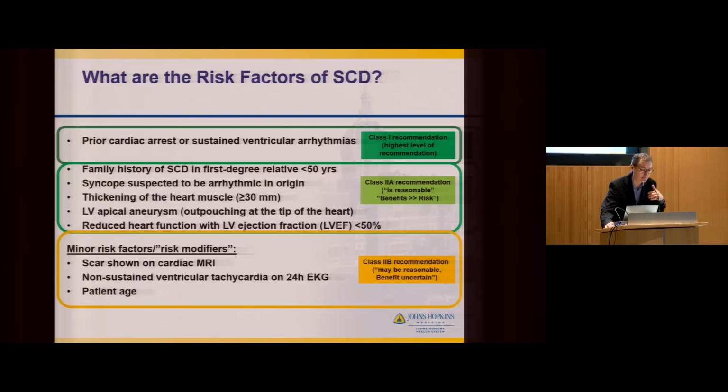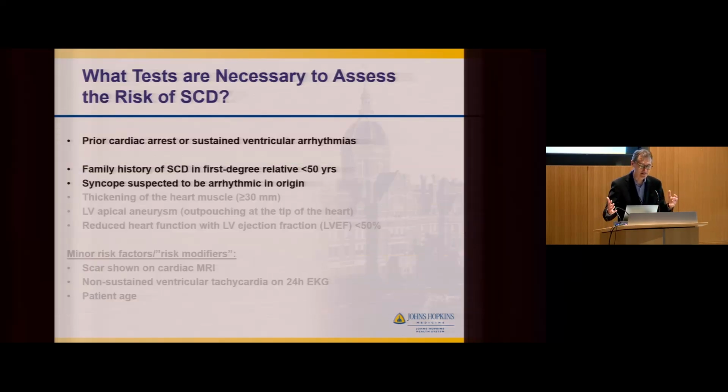We also know that there are minor risk factors, like if you have scar on your cardiac MRI, if you have non-sustained ventricular tachycardia, so if we do an ambulatory Holter monitor and we find that you have frequent runs of a faster rhythm that may progress into ventricular fibrillation, that's a risk factor. And patient age also matters. If you present at a younger age, that's more significant than if you present at the age of 60 or 70.